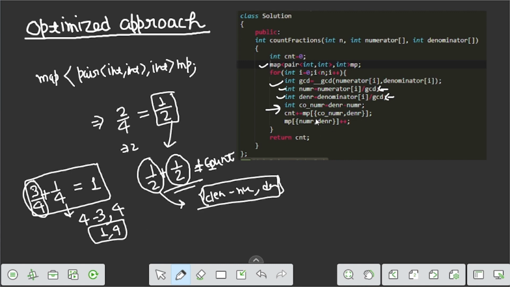If this is present in the map, we simply increase the count. Then, whether present or not, we increase the count of map of numerator and denominator for the current fraction. So this is the simplified optimized approach.